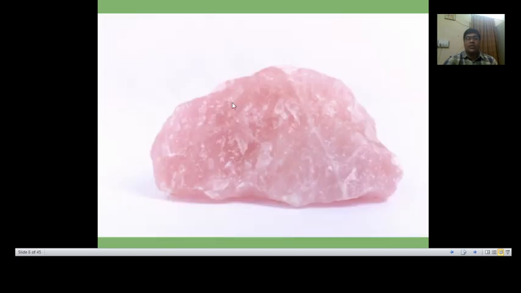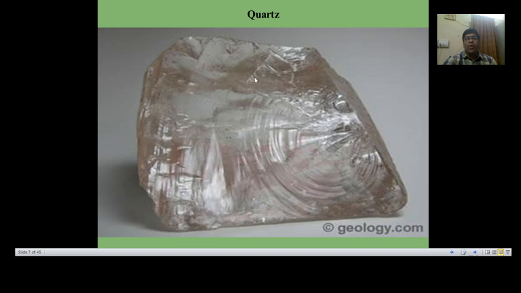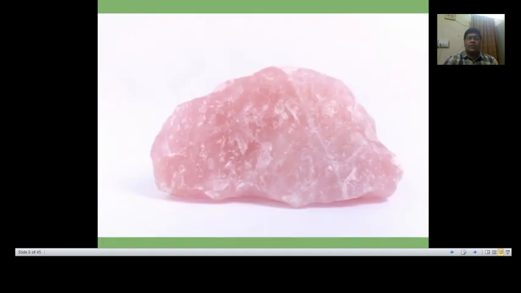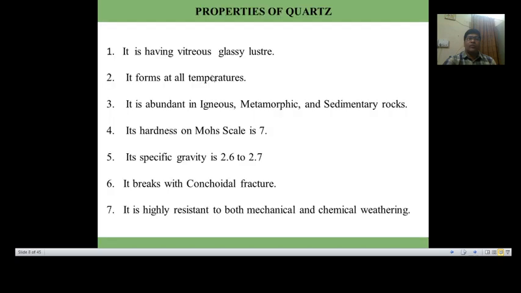Quartz is available in different colors, either white or pink, and many more colors are there. Different attractive colors it will show. See here the glossy appearance, it looks like glass, but it is quartz. So like this, different forms of quartz are there. All this quartz in the form of stone will be crushed and converted into fine powder.